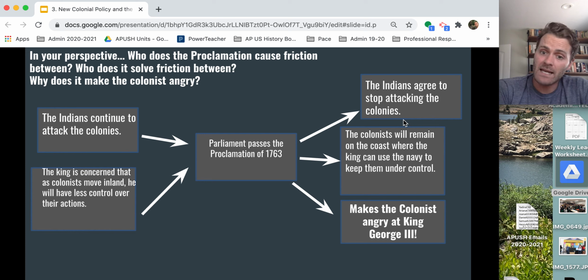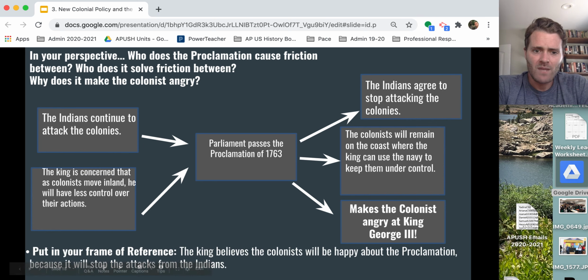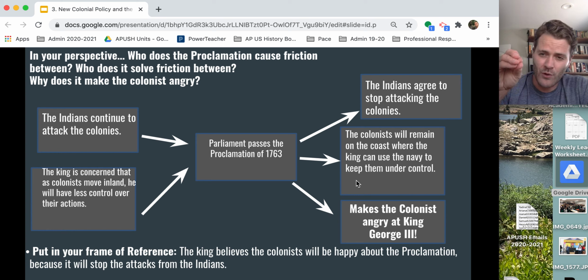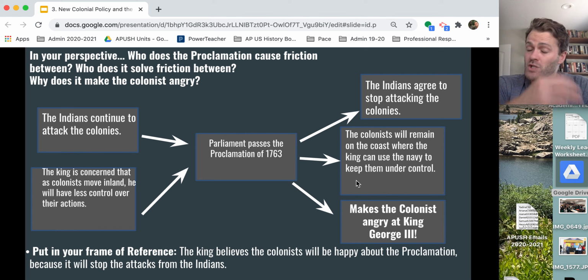What happens instead is this makes the colonies very, very angry at King George because they feel like they've lost their rights to expand and do whatever they want. The king thinks, funny enough, King George is an interesting man. The king thinks that the colonists are going to be happy about the proclamation, that they're going to be thrilled that England's protecting them from the natives, when in reality they're instead furious that England has restricted their ability to expand.